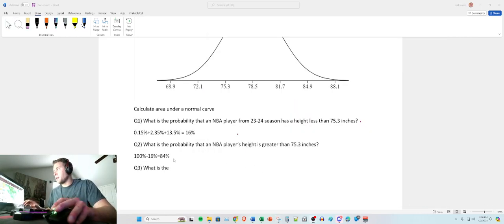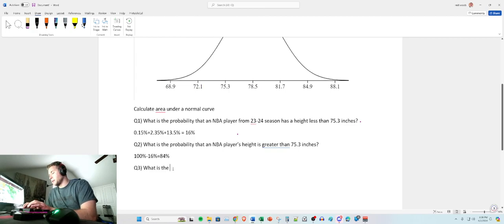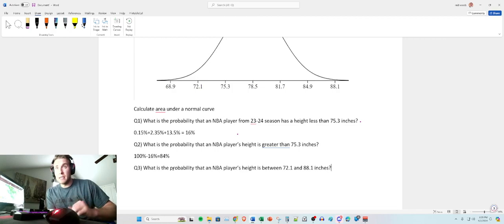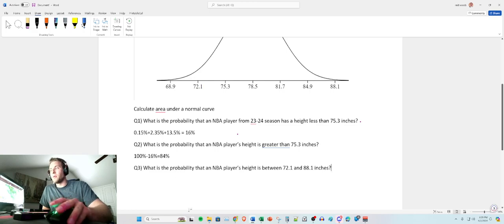All right, so what is the probability? So question 3 here, I'll give you time to catch up writing. So question 3, what is the probability that an NBA player's height is between 72.1 and 88.1 inches? So whoever's streaming, go ahead and pause it and give people time to try to see if they can get these percentages on their own using the empirical rule.